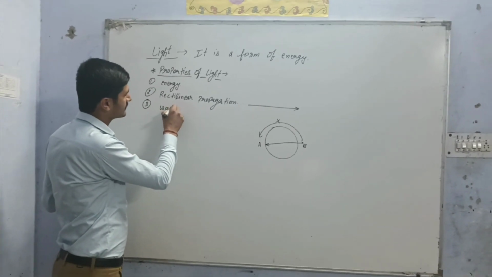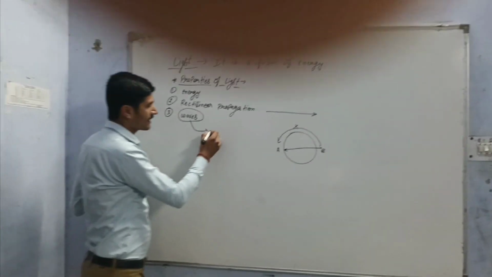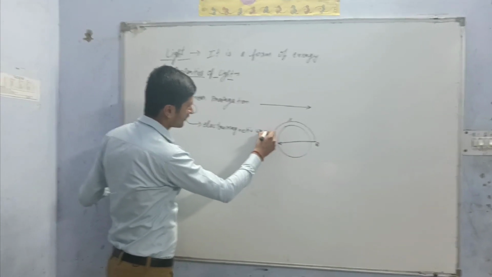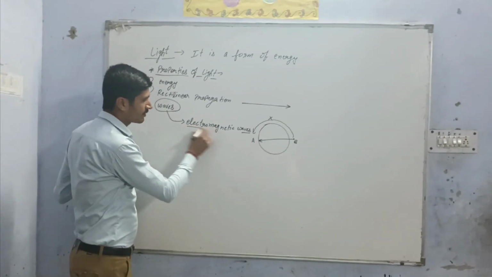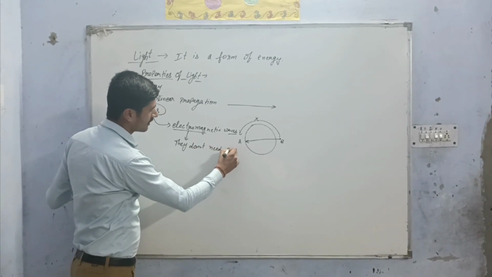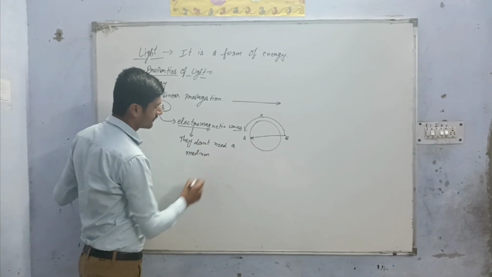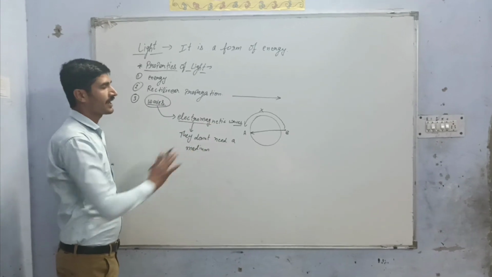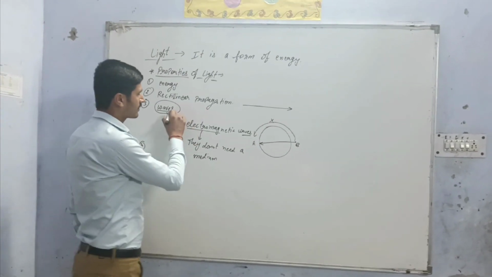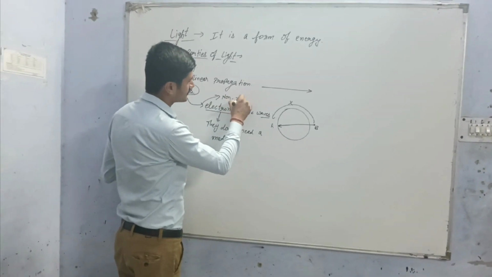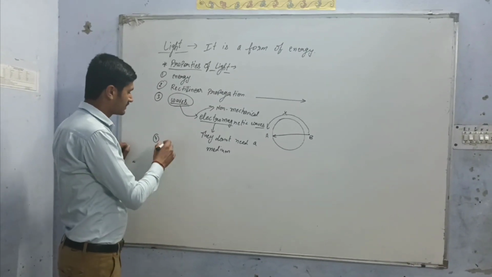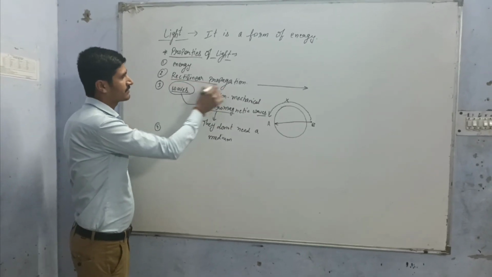Light travels in the form of waves, and light waves are electromagnetic in nature. Light travels in the form of electromagnetic waves. Electromagnetic waves means they do not need a medium for their propagation. These light waves do not need any medium for their propagation. So that's why we say that light waves are electromagnetic in nature, or you can also say non-mechanical waves. Light travel करती है in a medium with a straight path, that means linear propagation.